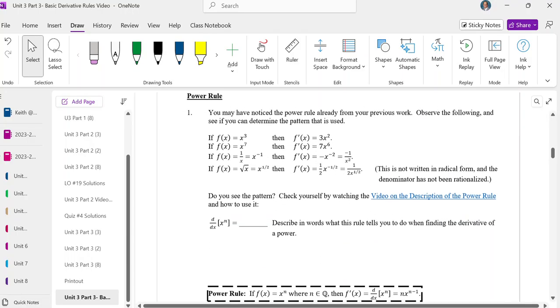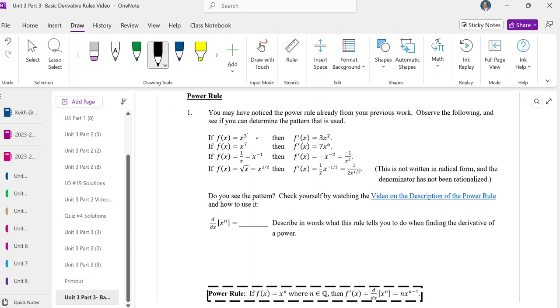The next rule is the power rule. Notice that basically the derivative of x to the third is 3x squared. The derivative of x to the seventh is 7x to the sixth. So notice basically you subtract 1 from the power and multiply the power by the front. So for example here, the derivative of x to the n is n times x to the n minus 1.